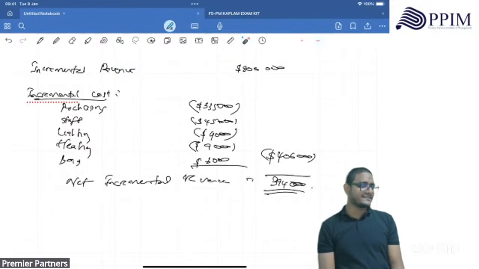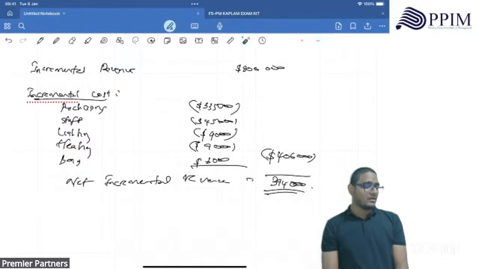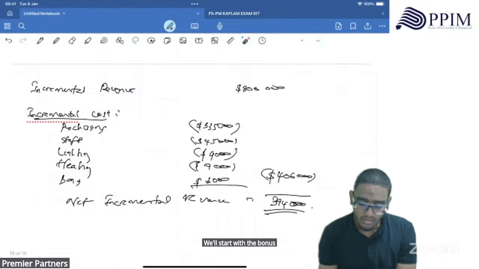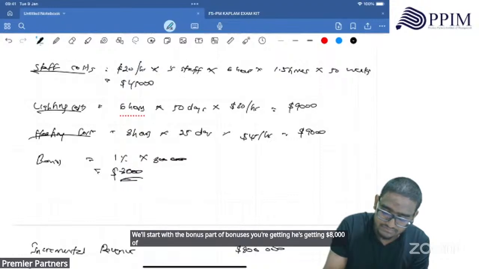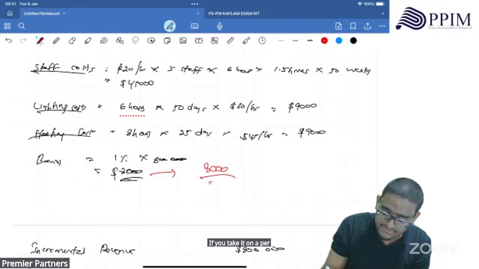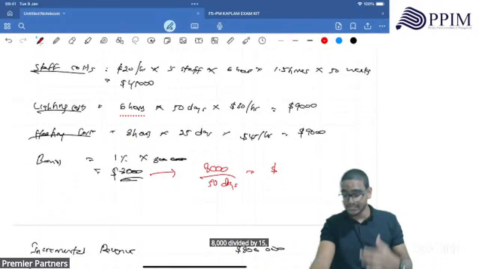Right. Partly discuss whether the manager's pay deal, time off and bonus is likely to motivate you. Okay, we'll start with the bonus. How much of bonus is he getting? He's getting $8,000 of bonus. If you take it on a per day basis, how much is he getting per day? 8,000 divided by 50, half is 1,600, 160 per day.